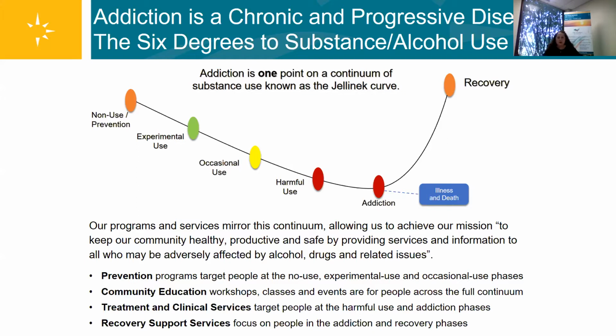It starts off with non-use prevention, experimental use, occasional use, harmful use, and the one at the bottom is addiction, which can end up with illness and even death. Then you have the upward swing, which is what we all aim for here at the Council on Recovery, which is recovery. And we do have programs and services that mirror this continuum.